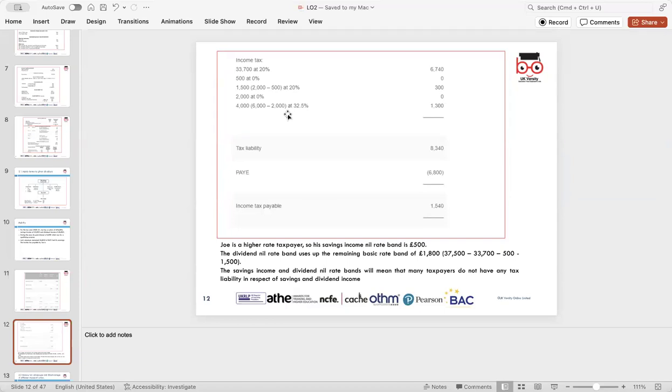The remaining 4,000 pounds of dividend income is taxed at the higher rate, which is, as you can see, 32.5%, resulting in 1,300 pounds of income tax. Adding up all three amounts, Joe's total income tax liability comes to 8,340 pounds.